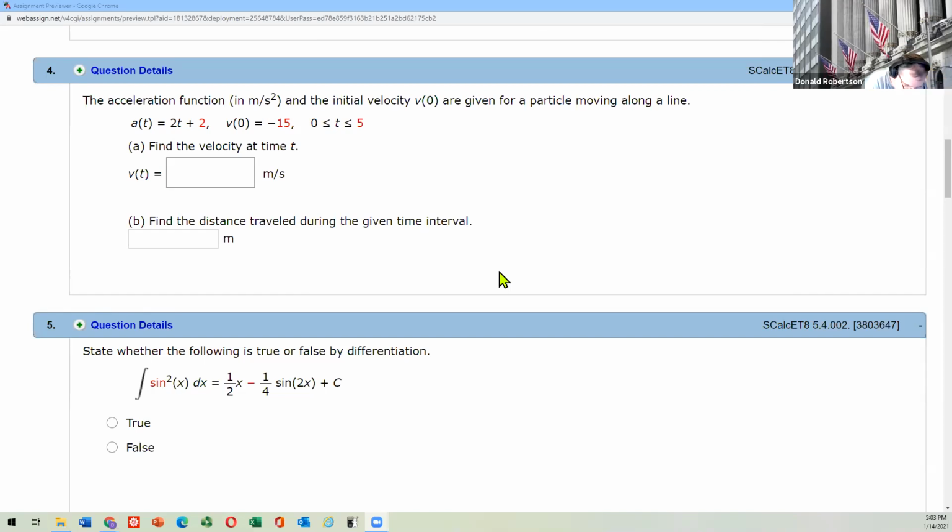In this question, you're told the acceleration is 2t plus 2 and the velocity at time 0 is -15. And we're interested only in this object that's moving in the first 5 seconds. Question A wants you to find a formula for the velocity at time t. And question B wants you to find the distance traveled.